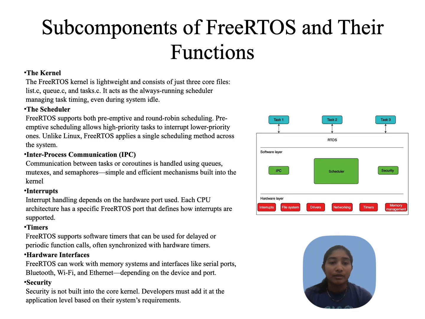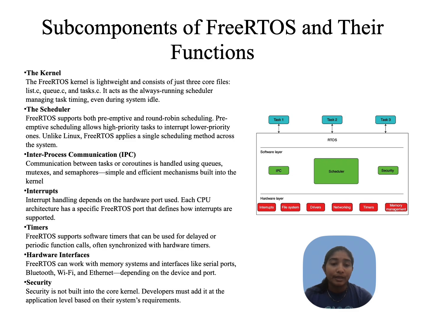Subcomponents of FreeRTOS and their functions. The FreeRTOS kernel is extremely lightweight, made up of just three main files: list.c, queue.c, and task.c. It continuously manages task scheduling even during idle time.